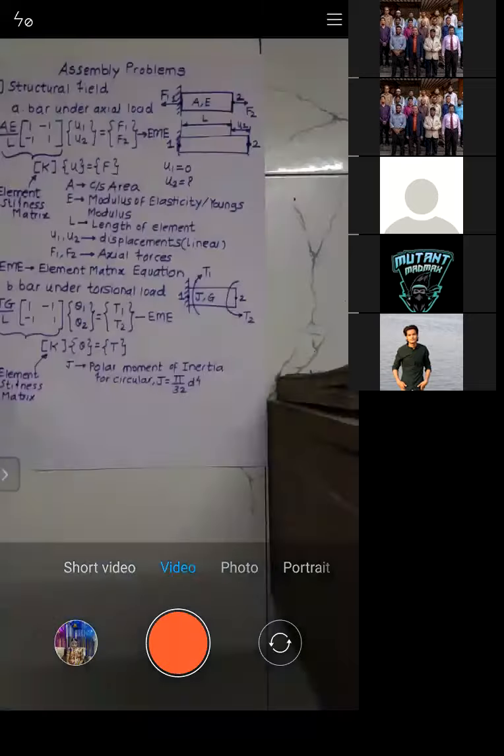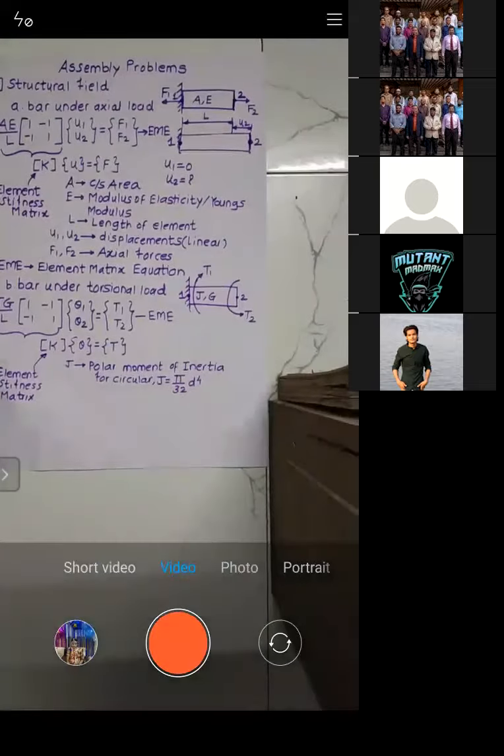Yeah, I will make it. So it's pi by 32 d raised to power 4. Right? So this is how we used to calculate. Now, go to the next point.